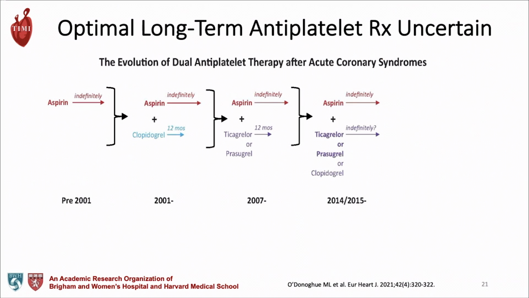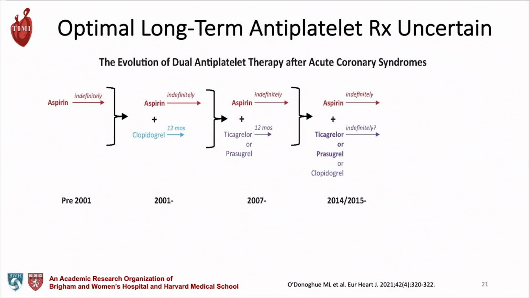One of the active areas is what is the optimal long-term duration of antiplatelet therapy. And I would say there's been a lot of changes over time, and I'm not sure that we have a clear right answer at this point. So in the 1990s, we used aspirin alone. Clopidogrel was the P2Y12 inhibitor that came on the scene around 2001. And that's when we started using dual antiplatelet therapy with at least 12 months of both.